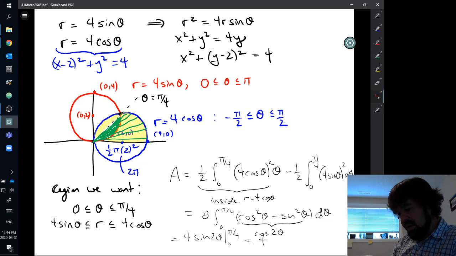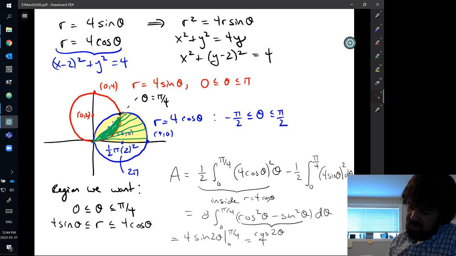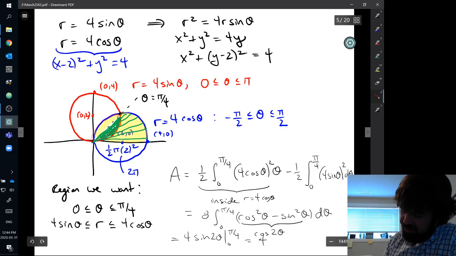So another way we could do it is we could calculate the area of the entire blue circle, 4 pi, and then we could subtract off kind of this region here. Just subtract that bit off. That's another way that you could do it.